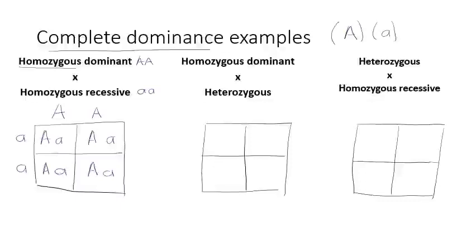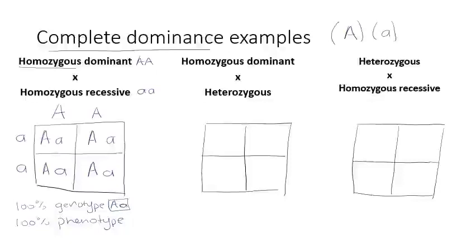So what do we notice? All of them are exactly the same. So we end up having 100% genotype. And what is that genotype? It is a heterozygous genotype. And we end up getting 100% phenotype. Remember, in a complete dominance, your A, whatever it is, is going to mask your recessive gene. So all of these are going to look the same.